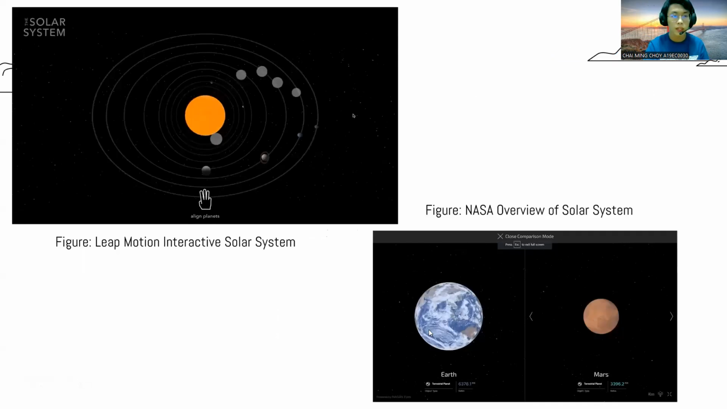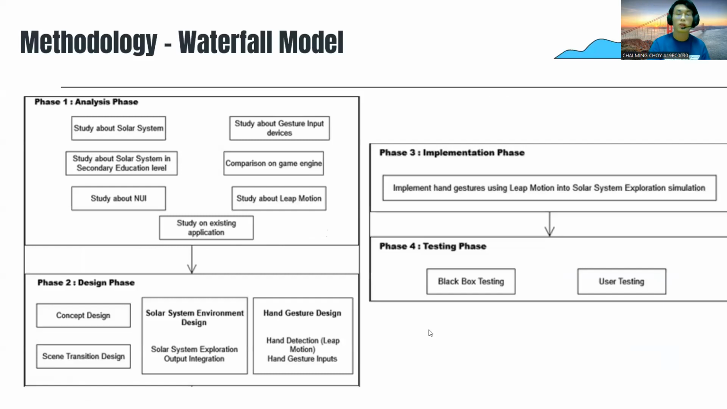These are the pictures of the two existing systems. On the left is the Leap Motion Interactive Solar System, and on the right is the NASA Overview of Solar System. So for this project, the main methodology will be using the waterfall model.